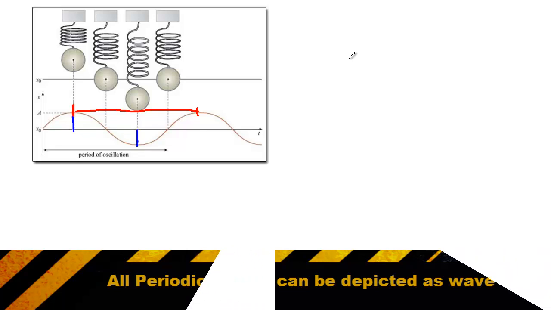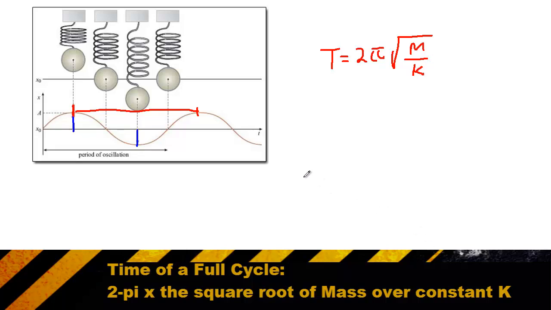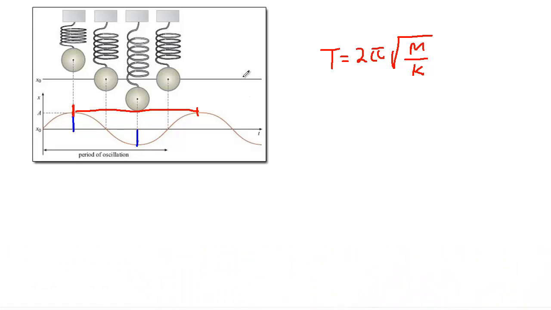To calculate how long it takes for a spring to go through a full cycle of up and down, we can use the equation that the time of a full cycle is equal to 2 times pi times the square root of the mass on the spring divided by k, which is a measurement of how thick or stiff the spring is. You should also be aware of the different forces that help the spring move.